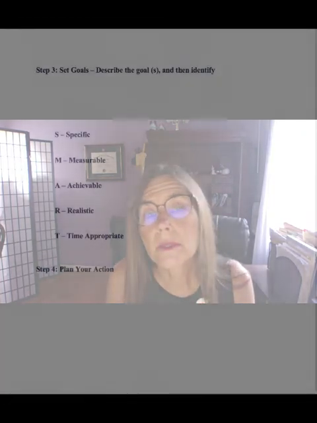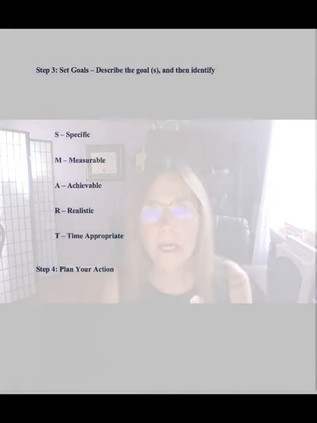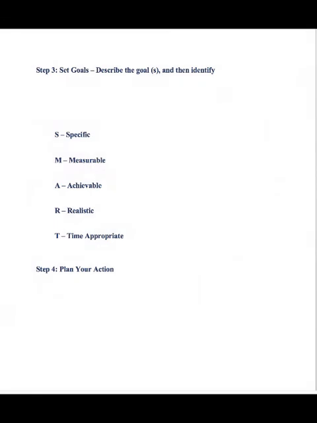Or I'm going to be able to measure how fast I can run a mile, or how many steps I took. Or I'm going to be able to measure how many times I didn't get triggered in a conversation with somebody in my family, or, you know, whatever it is. So I want you to break those down and then just write a few sentences.